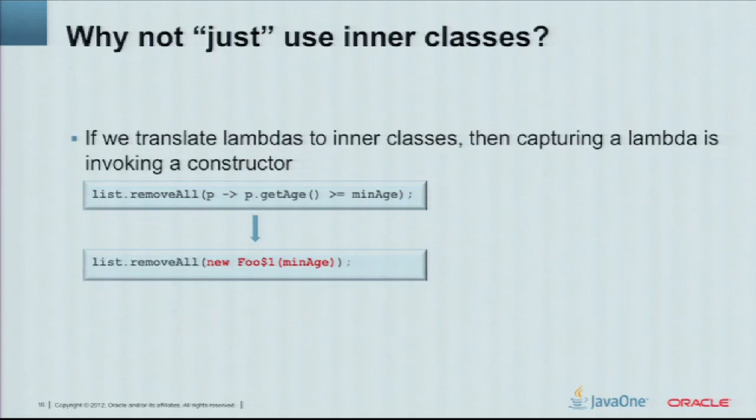Okay. So if we were to translate lambdas to inner classes, the capture would be really simple. Right? So the compiler would see code that looks like this, and it would generate code that says, just call the foo$1 constructor, take the captured variable min_age, pass that to the constructor, and that's what the compiler emits. Well, that wouldn't be so bad.